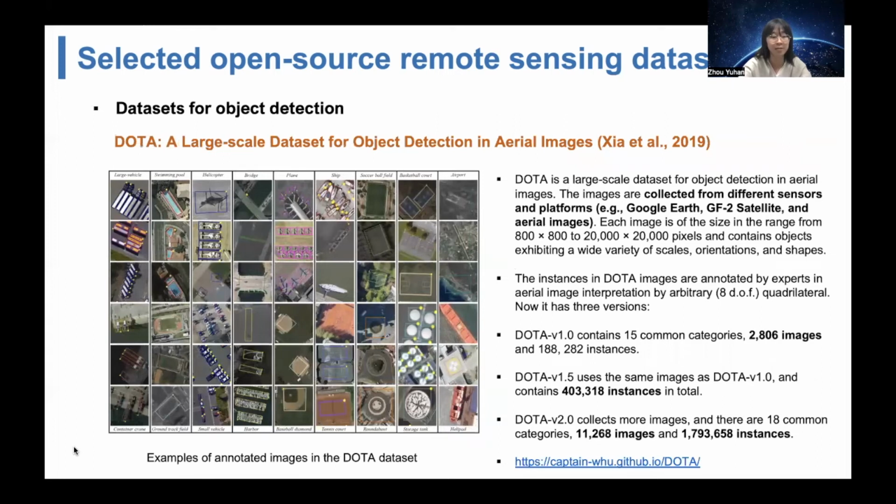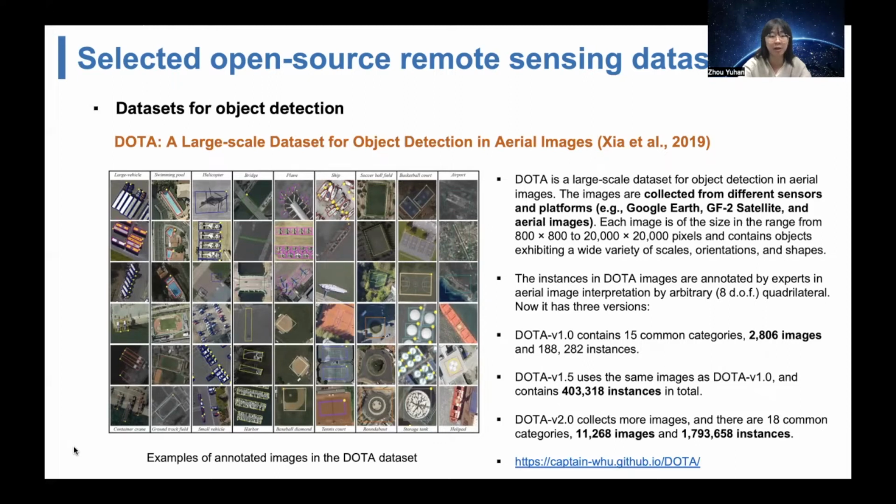The second kind of datasets I'm going to introduce is the object detection dataset. The object detection dataset also takes an image patch as input, but its output is the bounding boxes of the objects of interest. And DOTA is a large-scale dataset for the object detection task.